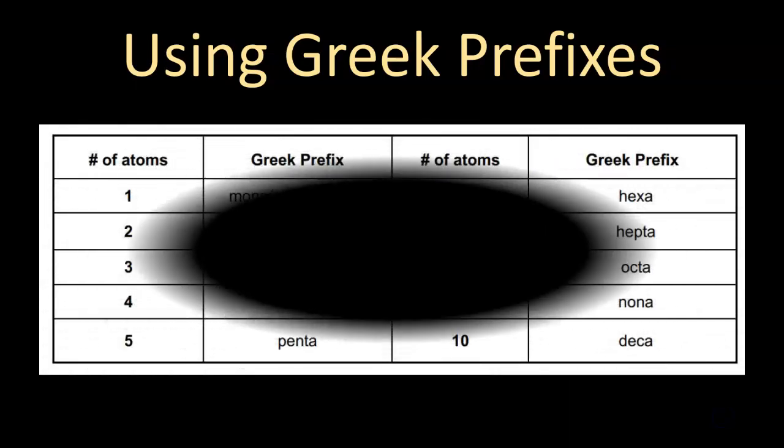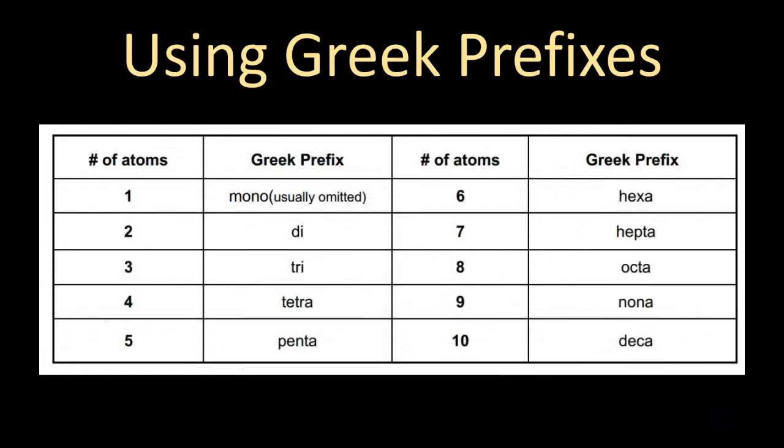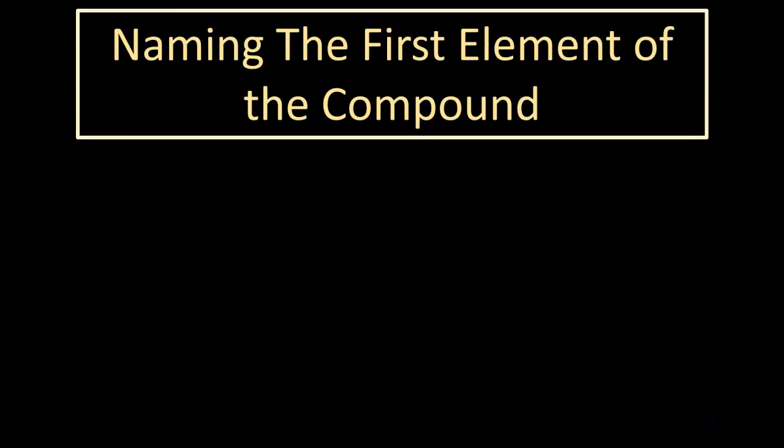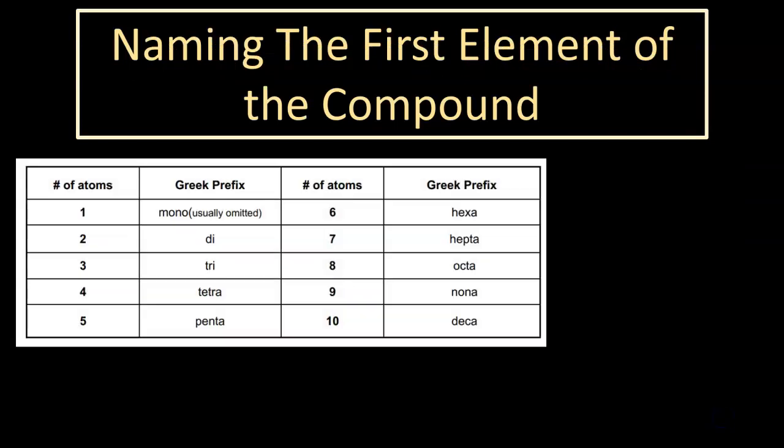So when we're naming these covalent bonds or those covalent compounds, we're using our Greek prefixes. This is actually the chart that is available to you in your lab handout. So make sure you have it handy when you're working on this part of the nomenclature lab. So naming the first element of the compound. Well, I want to bring this back up because, again, like I said, you want to have it handy when you're working on this part of the nomenclature lab.